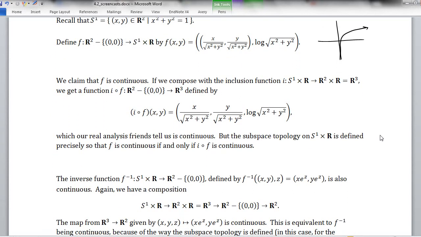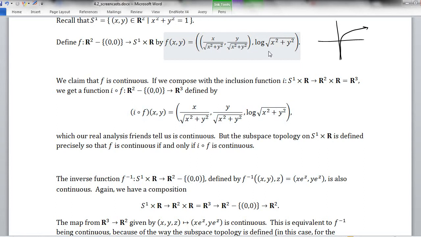Okay, so the next question is, what's the inverse function? It should go from the cylinder back to the punctured plane. And so its input is going to be some xy on S1 and some real number z. Imagine we've done this function, and now we want to get back to just x and y. What do we have to do? Well, we have to take our first two coordinates here and maybe multiply them by root x squared plus y squared.